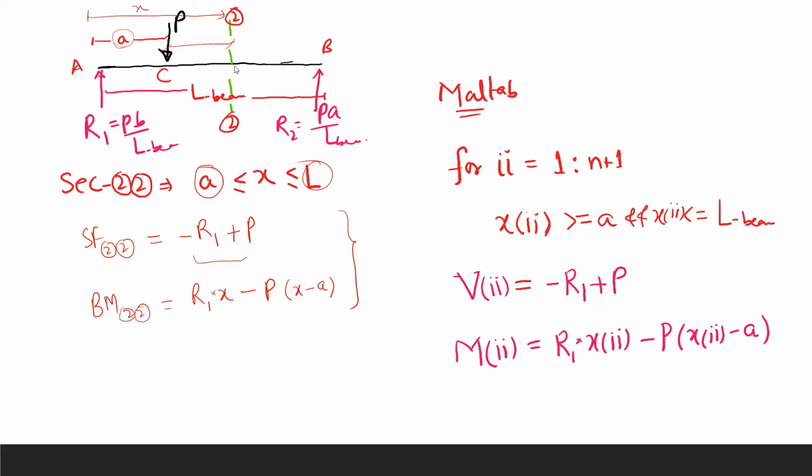We will write this in MATLAB code. For this section 2, we first specify that x of i is greater than or equal to a and x of i is less than or equal to the length of the beam, where V of i, the shear force within this section 2, would be equal to minus R1 plus P. And the bending moment within this section would be equal to R1 multiplied by x of i minus P into x of i minus a. So we will get this bending moment.